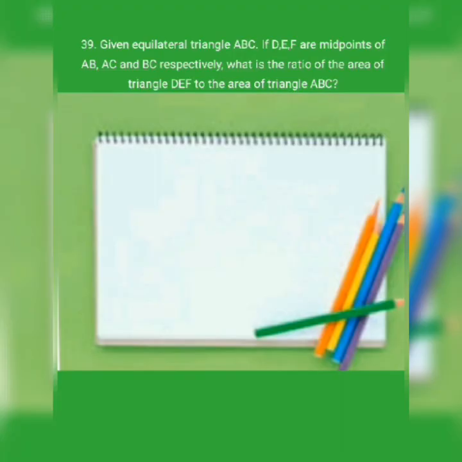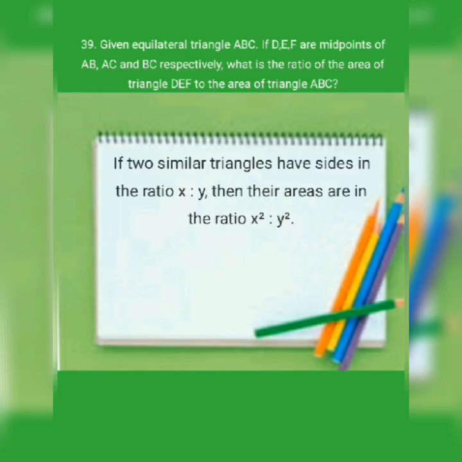Given equilateral triangle ABC, if D, E, F are midpoints of AB, AC, and BC respectively, what is the ratio of the area of triangle DEF to the area of triangle ABC? If two similar triangles have sides in the ratio x is to y, then their areas are in the ratio x squared is to y squared. 1 squared is to 2 squared is 1 is to 4.